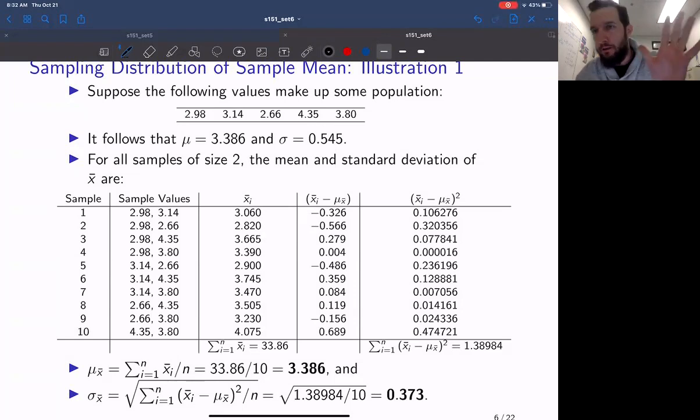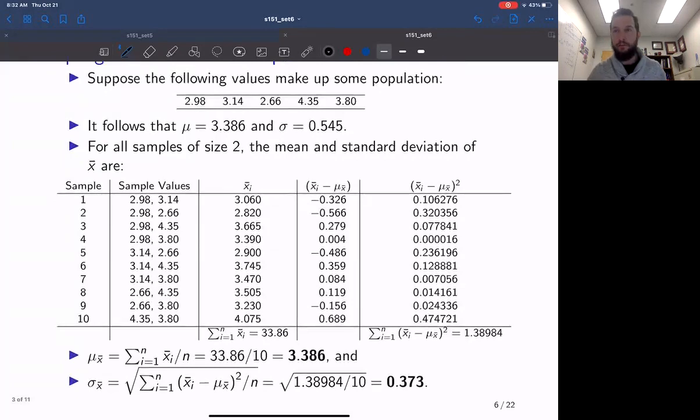Now let's suppose that for whatever reason, we can only collect samples of size 2. All right. Since I have 5 values in the population and I'm collecting samples of size 2, there are 10 possible samples that I could observe, which is 5 choose 2. So those 10 samples are listed in the table below. Okay, so you can see I have the sample number and then I have the values that are in the sample. For each of the samples, I compute X bar. So I'm just taking the average of the values in each sample. Okay.